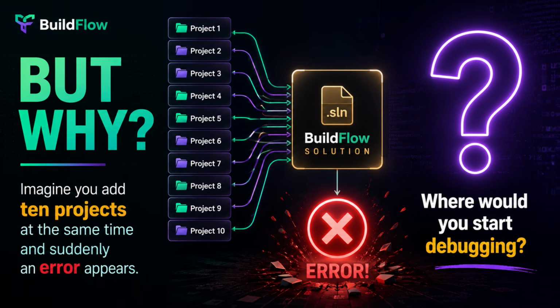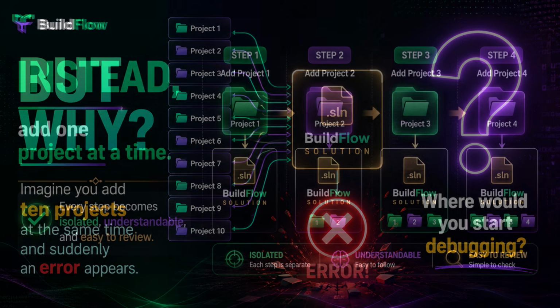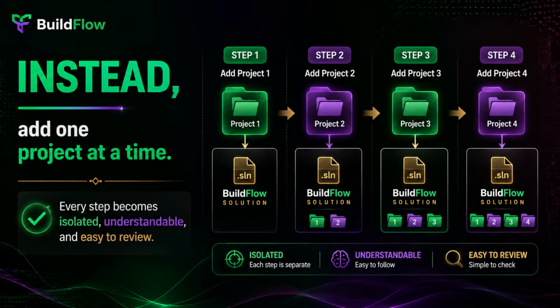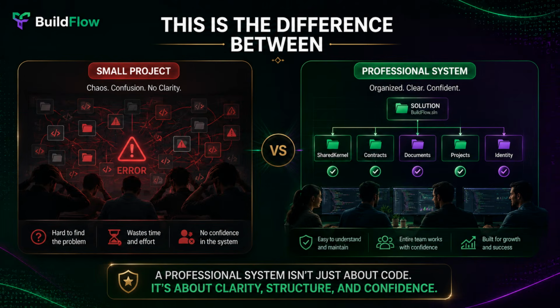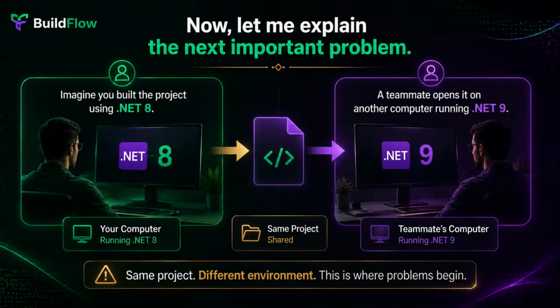But why? Imagine you added 10 projects at the same time and suddenly an error appears. Where would you start debugging? Instead, add one project at a time. Every step becomes isolated, understandable, and easy to review. This is the difference between a small project and a professional system where an entire team can work with confidence.